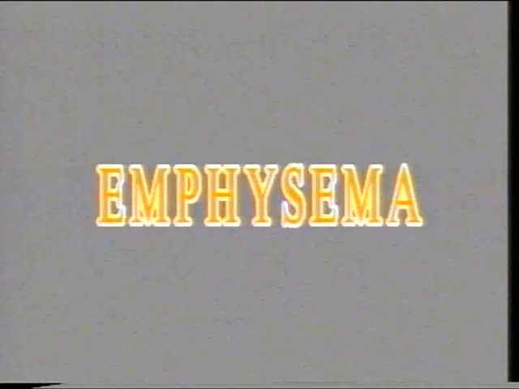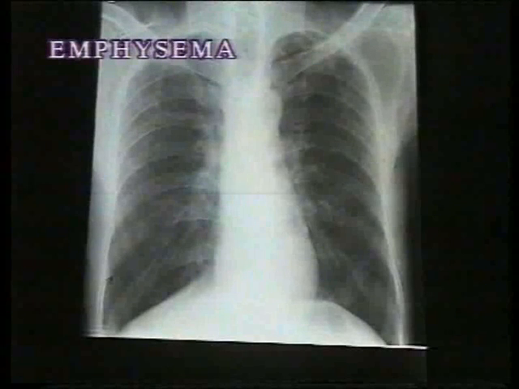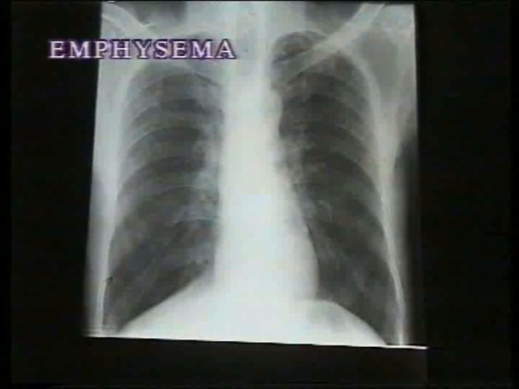Emphysema. In this X-ray of the chest, note the increased radiolucency of the lung fields. The lungs appear more translucent and dark due to an increase in the air space in emphysema. Now note the low and flat diaphragms. The convexity of the dome of diaphragm is reduced and lies below the level of the 7th rib anteriorly.